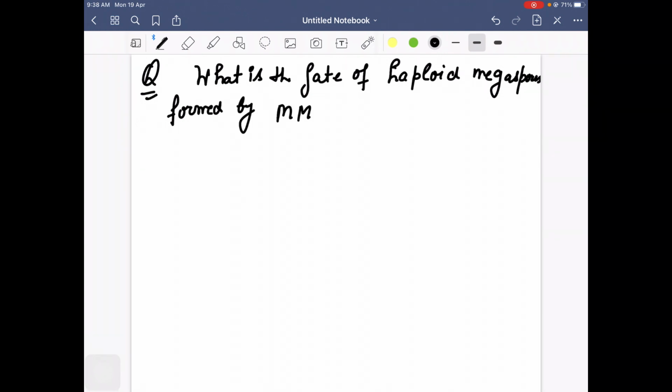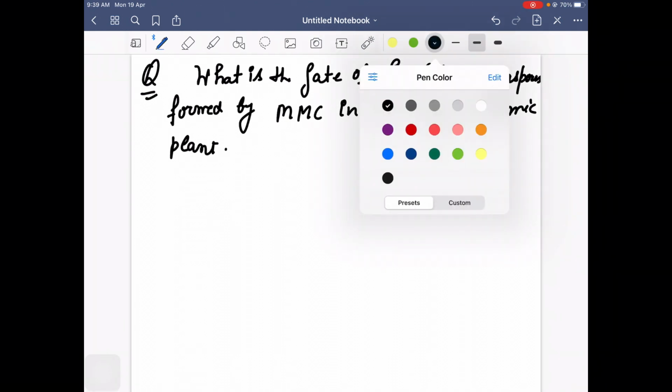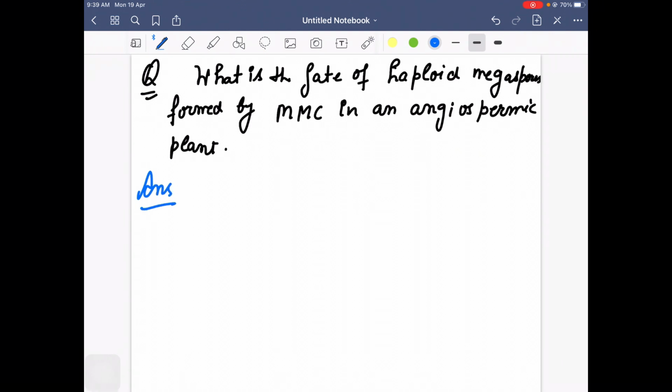I'm just writing MMC. What is MMC? Megaspore mother cell in an angiospermic plant. So they have asked that now the megaspores are formed, so what is the fate of the haploid megaspores? If you know about the female gametophyte, you know how many haploid megaspores are formed: first, 4. You should be clear about those things. So our first point, you should always mention that out of, first you can draw it also.